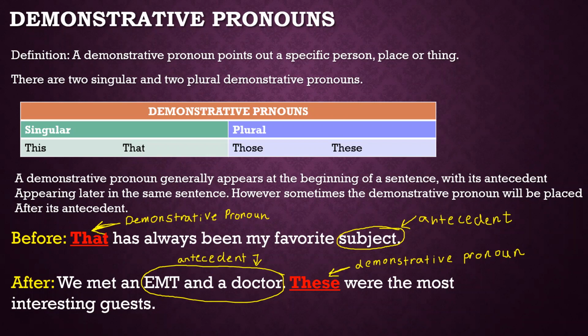And we said that the demonstrative pronoun could come before the antecedent. In the case of this question, that has always been my favorite subject. So here we have the demonstrative pronoun coming before the antecedent. And then for the second one, the demonstrative pronoun comes after the antecedent. It says we met an EMT and a doctor. These were the most interesting guests. So these, which is the demonstrative pronoun, comes after the antecedent, which is EMT and a doctor.